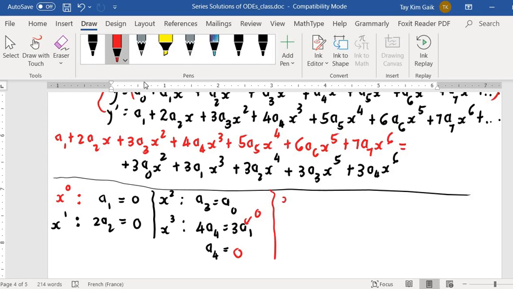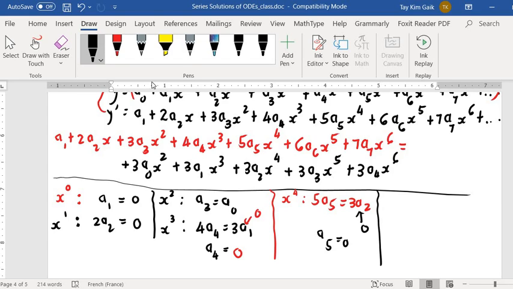Okay, and then x power 4: 5a5 equal to 3a2. Because a2 is 0 also, that's why a5 you get 0. So you have only one term.